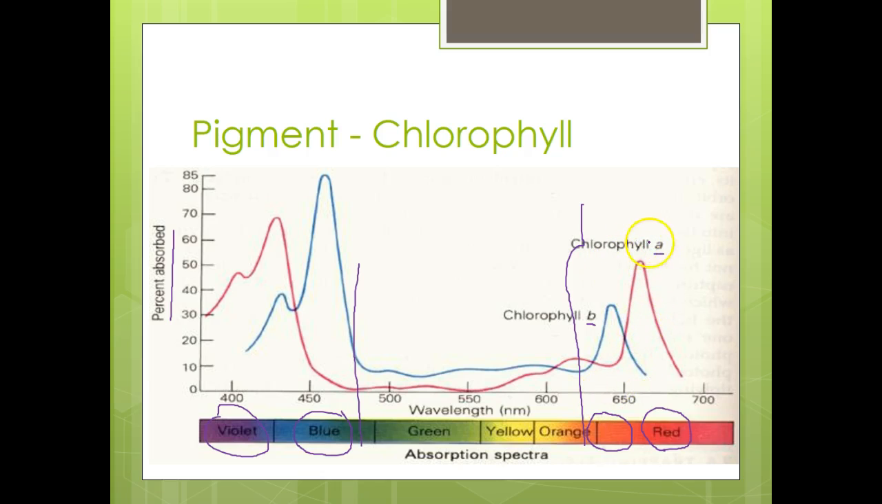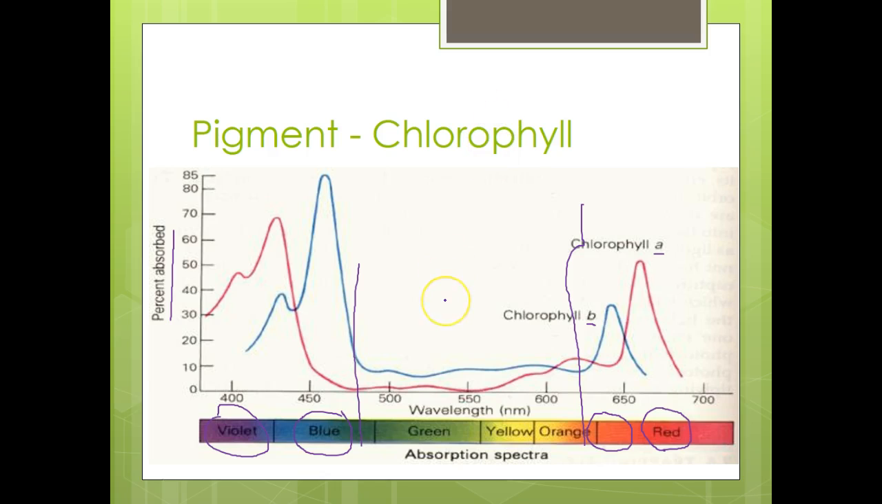Because if the plant only had chlorophyll A, it would only be able to absorb red and violet, and it would not be able to absorb blue, green, yellow, orange, and red-orange. If the plant could only contain chlorophyll B, it's only going to absorb the red-orange and the blue, and it's not going to be able to absorb green, yellow, yellow-orange, red, and violet.